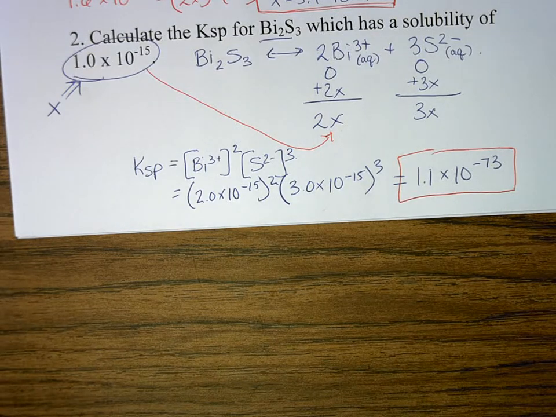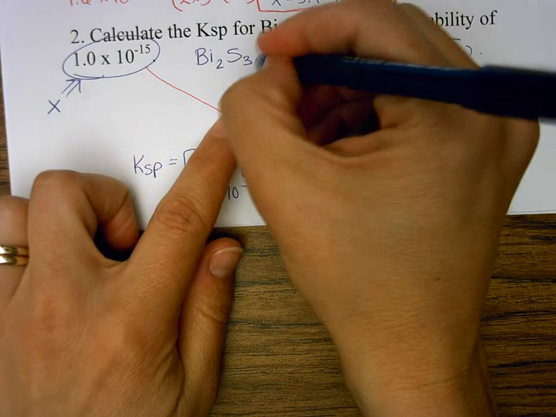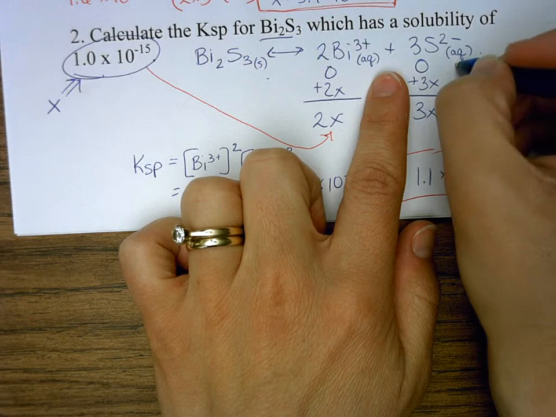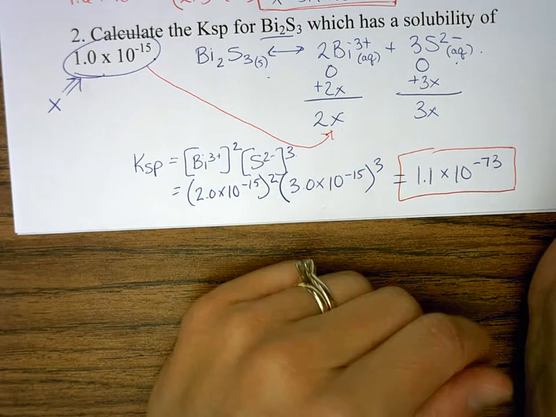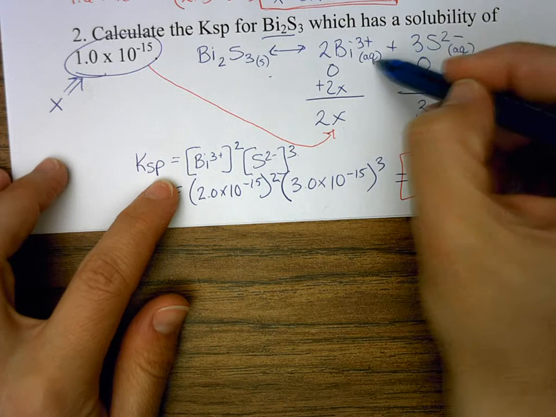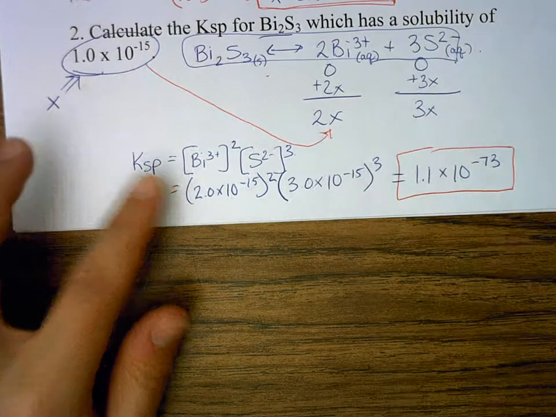As long as you know that this is solid right here and these are aqueous over here, you don't have to write it out every time. They don't take off points if it's not there. You should write out the dissociation equation, but you can leave off those.